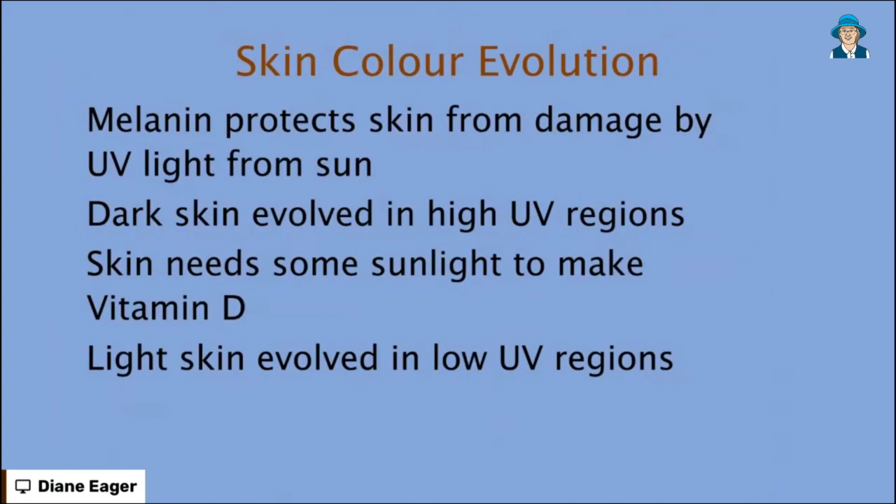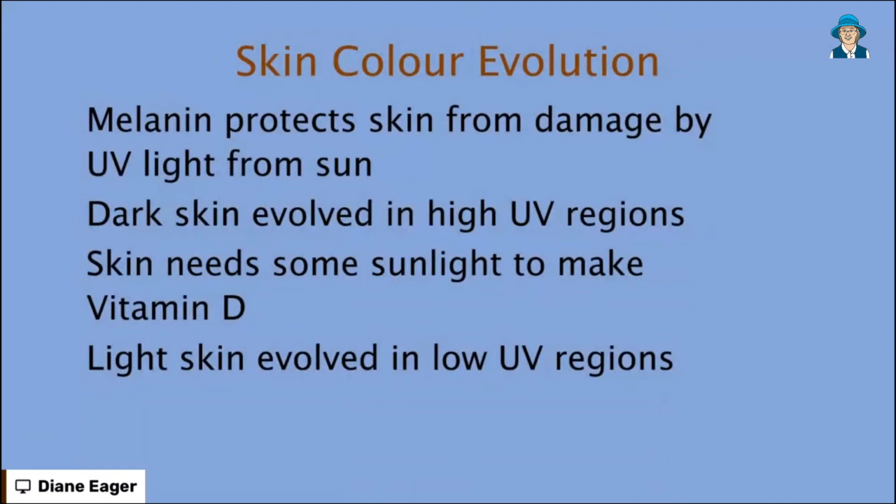However, skin does need some sunlight in order to make vitamin D. That's a vitamin that's involved in the control of calcium in the body. So we have lots of calcium in our bones. So you need vitamin D to make good, strong bones, particularly when you're growing and making new bones, but also for maintaining your bones throughout your life. But calcium is an important mineral that's used in lots of other body functions as well. So vitamin D is very important for normal body functions.